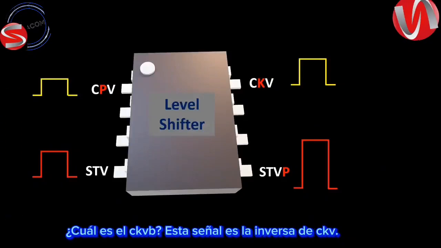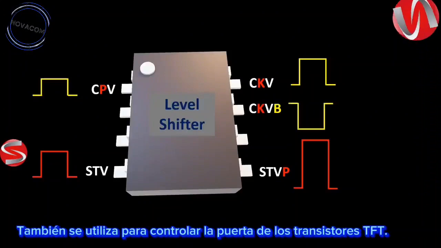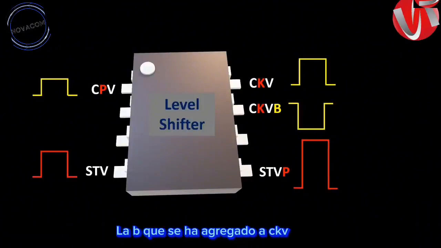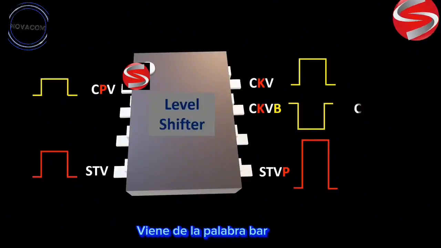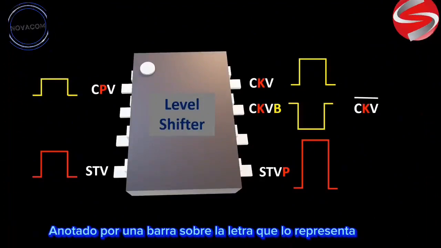From this level shifter will come another clock signal, which is the CKVB. This signal is the inverse of CKV. It is also used to control the gate of TFT transistors. The B that has been added to CKV comes from the word bar because the inverse of a value is mathematically noted by a bar above the letter that represents it.